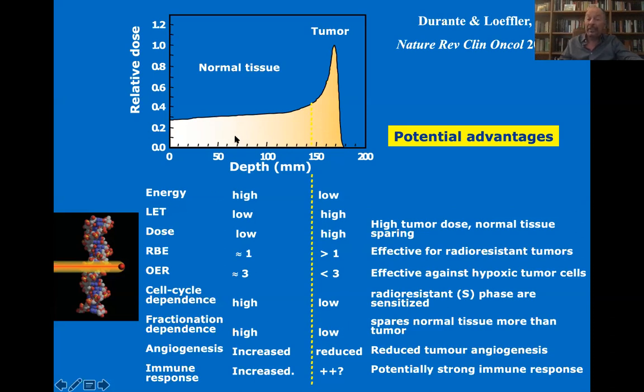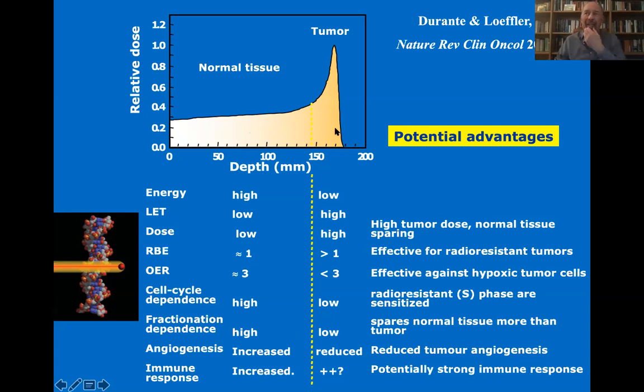Cell cycle dependence is high here, but low here. You remember the data, which means that you don't really need fractionation for redistribution in the cell cycle, because S phase is almost as sensitive as G2. Fractionation dependence is high here, but it's low here. You remember the sparing effect with the higher LET goes down. So this means that if you fractionate, you spare the normal tissue, but you don't spare the tumor. Angiogenesis seems to be increased here and reduced here.